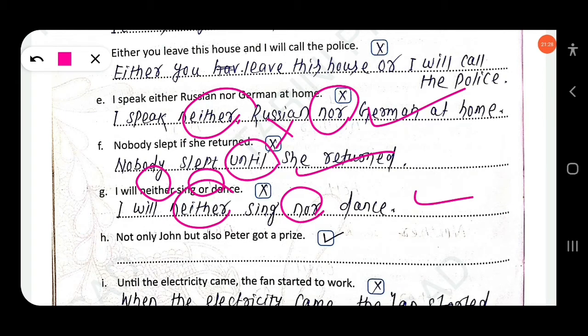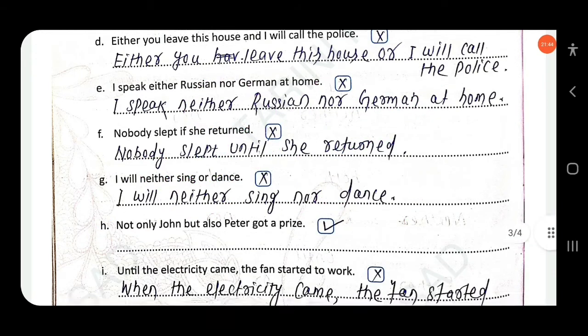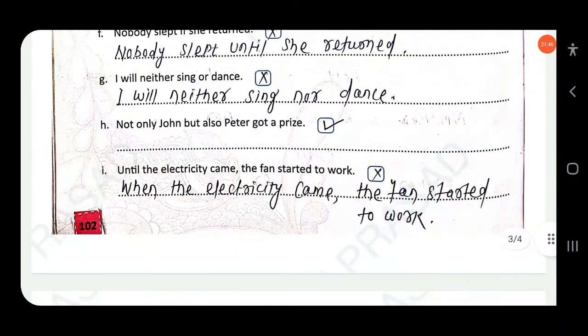Okay, then next, "Not only John but also Peter got a prize." You know, the sentence is correct. John got a prize, Peter got a prize. Not only John but also Peter got a prize. The use of conjunction in this sentence is correct.